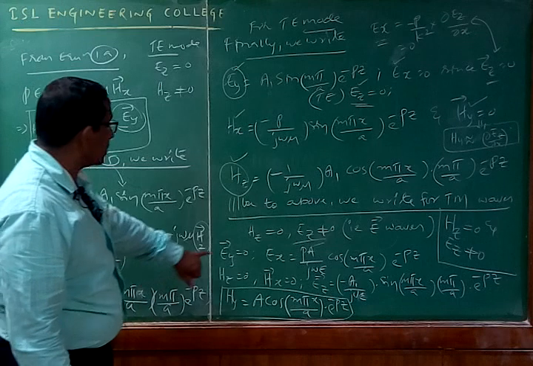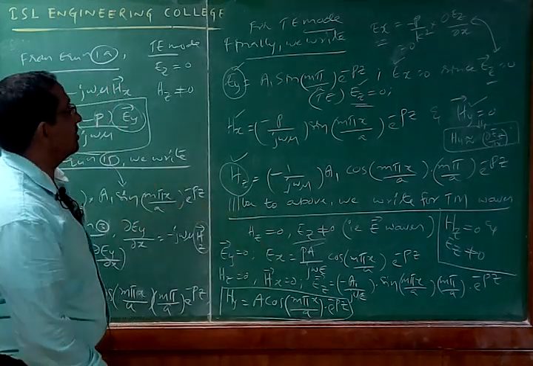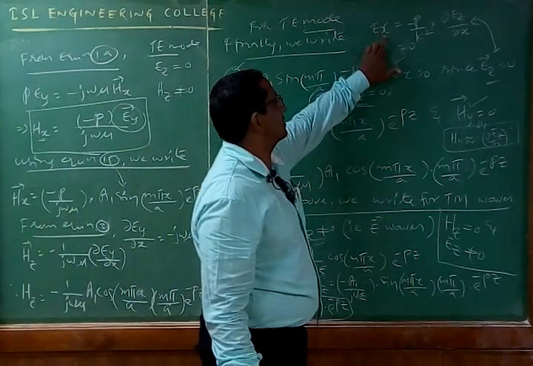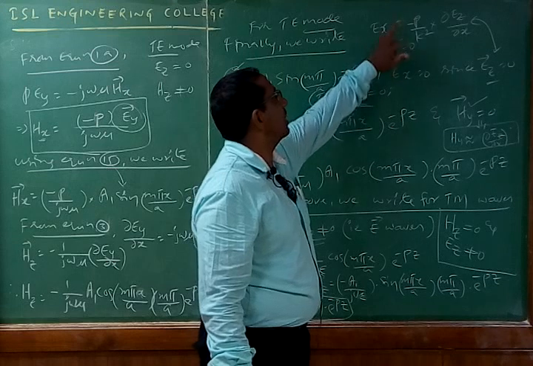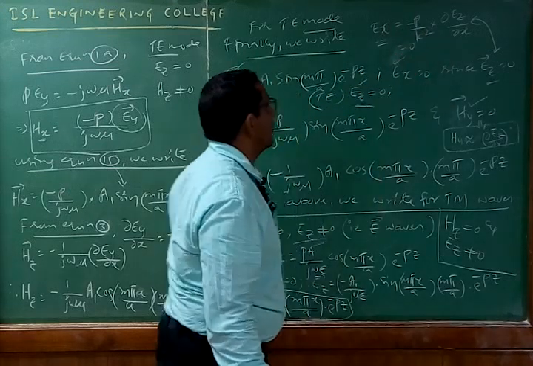So the Ey equation in terms of H is similar to the previous thing. If it is Hx, what can I have here? Hx is equal to minus P by K square dou Hz by dou x, I can write.